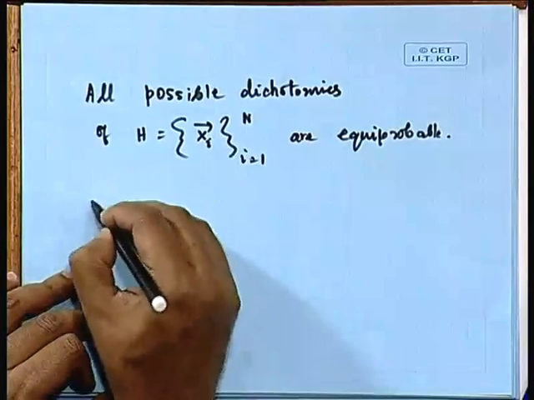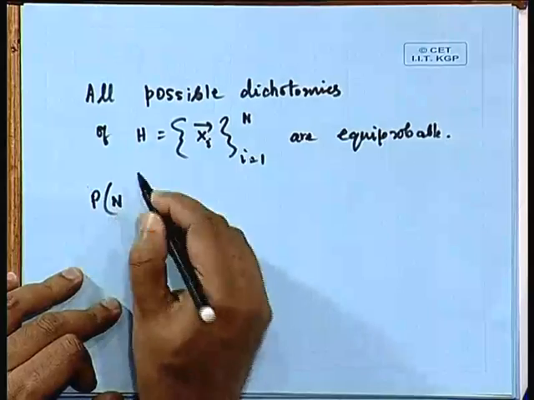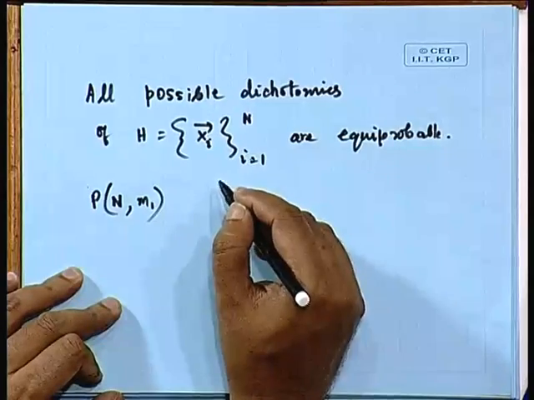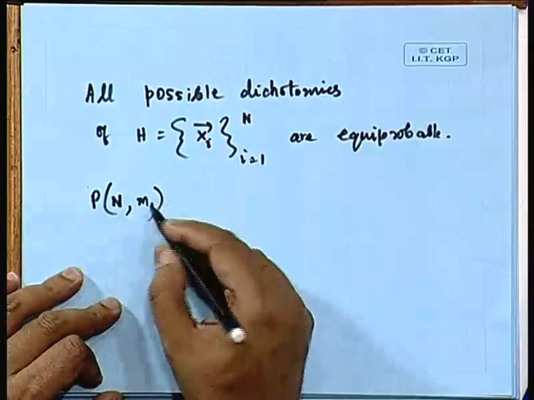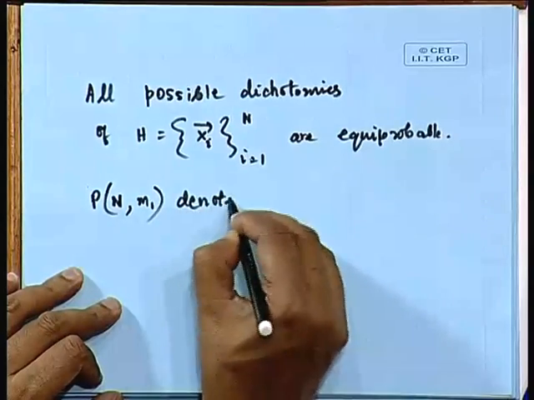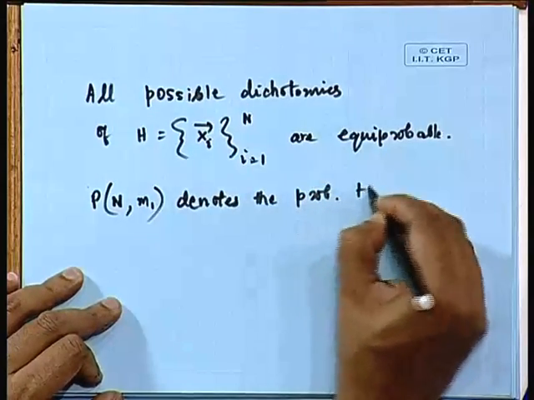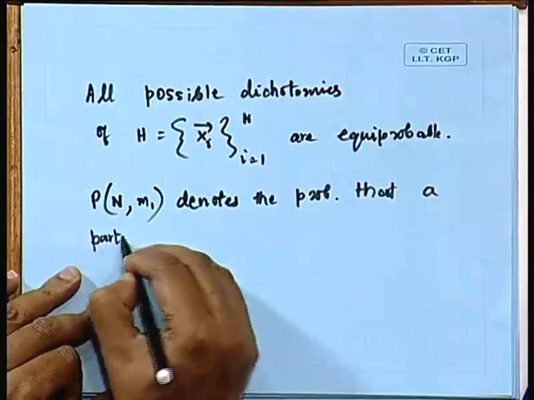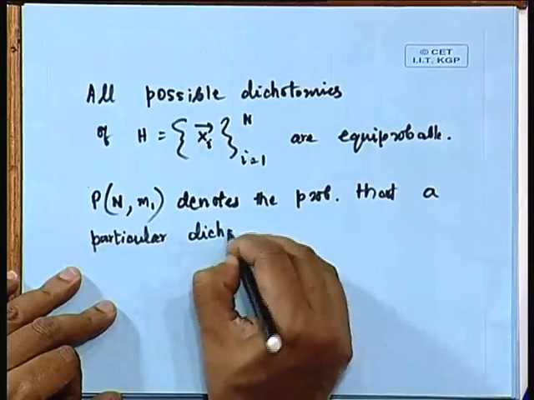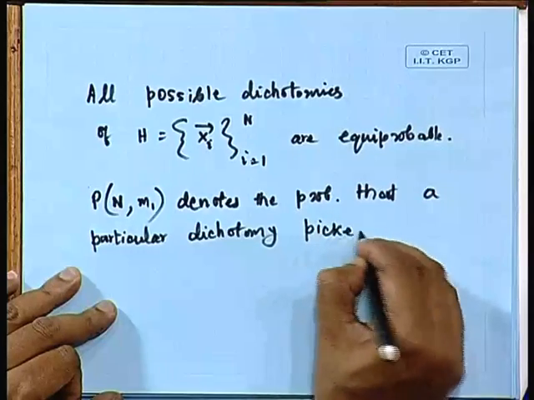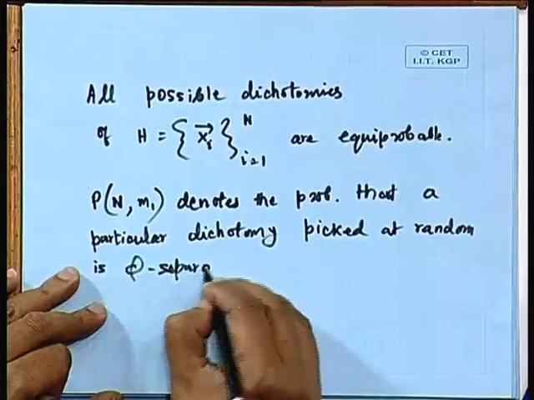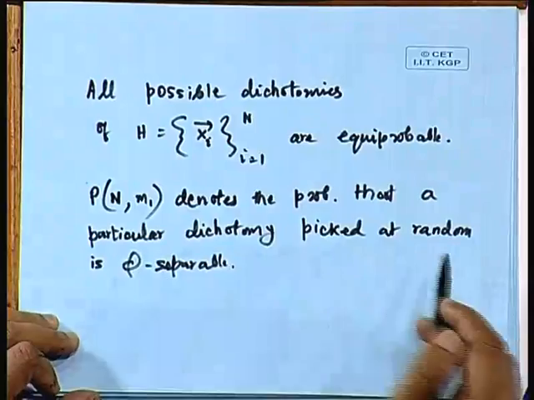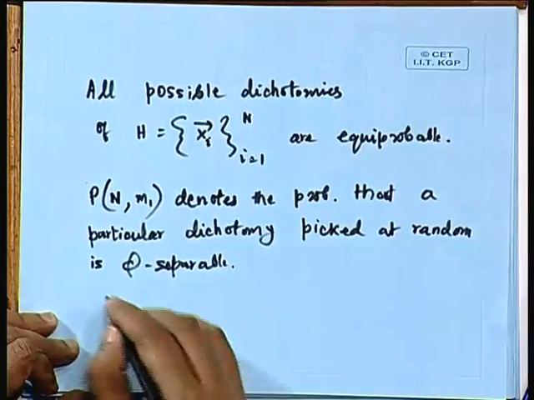Then he defined a probability P(n, m1). Why n comma m1? Because we have n patterns which are mapped into an m1-dimensional space. So, P(n, m1) denotes the probability that a particular dichotomy picked at random is phi separable. Phi separable means that when we map into the phi space, it becomes separable.